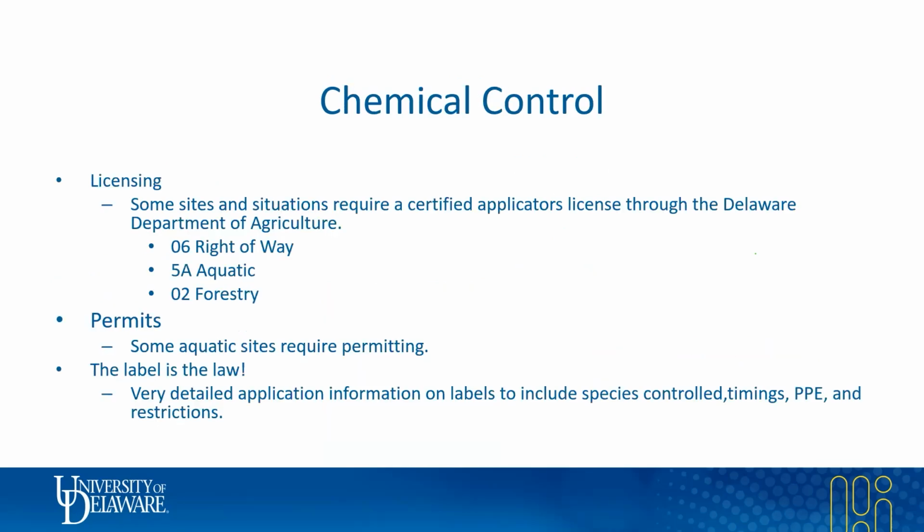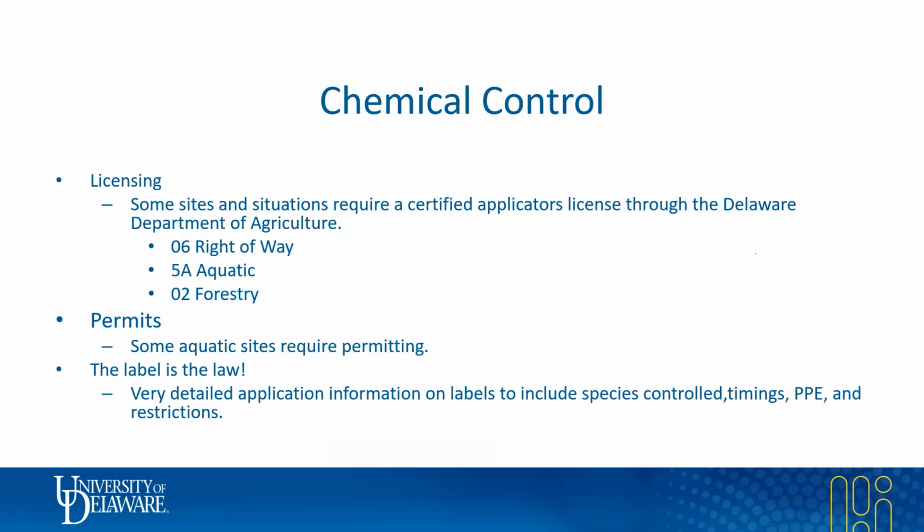So, licensing. If you're treating areas on your own private land and you're not getting paid for it, you don't necessarily need to have a license. But if you are doing it on any type of right of way, or getting paid to do it, you're going to need a license. So 06 is right of way, and this is through the Department of Agriculture. You have to take a test to be able to get that.